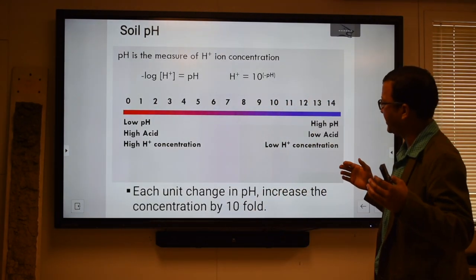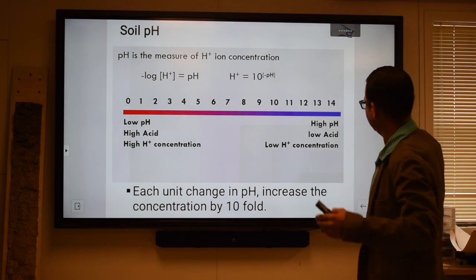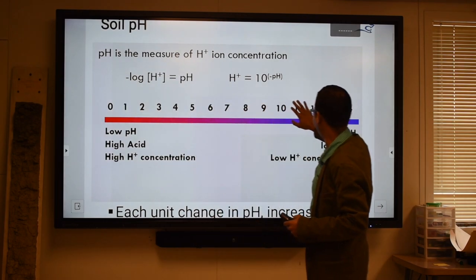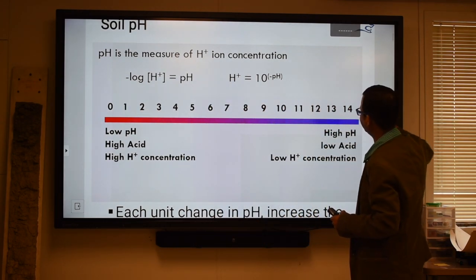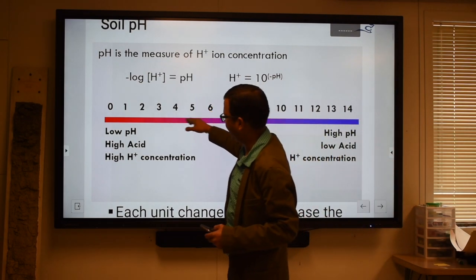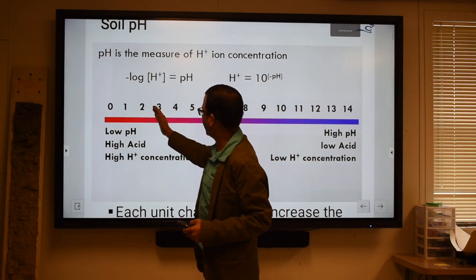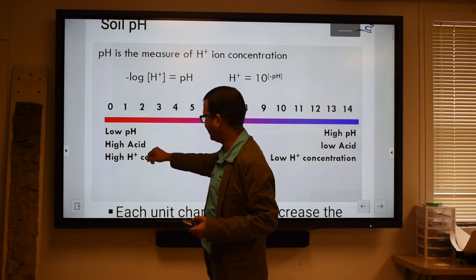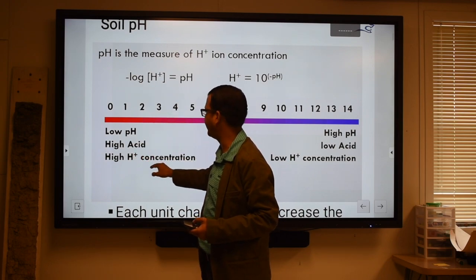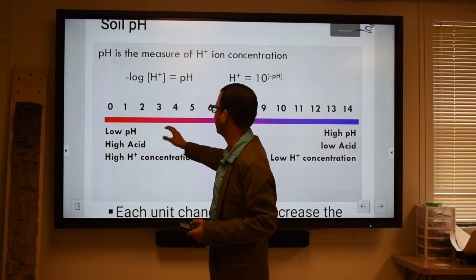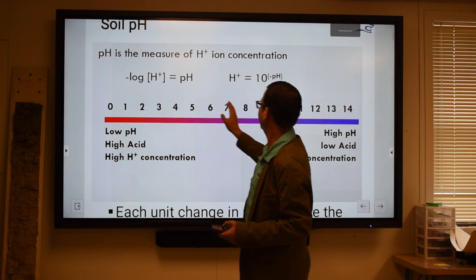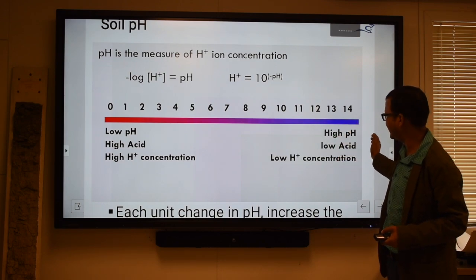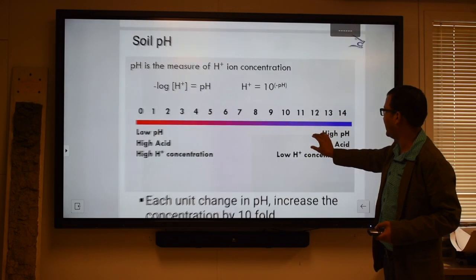Soil pH ranges from 0 to 14. 7 is neutral. If you go below 7, you have low pH, high acidity, which also means high hydrogen ion concentration. So high hydrogen ion concentration, high acidity, but low pH. If you go the other side, it is typically low acidity, low hydrogen ion concentration, but high pH.